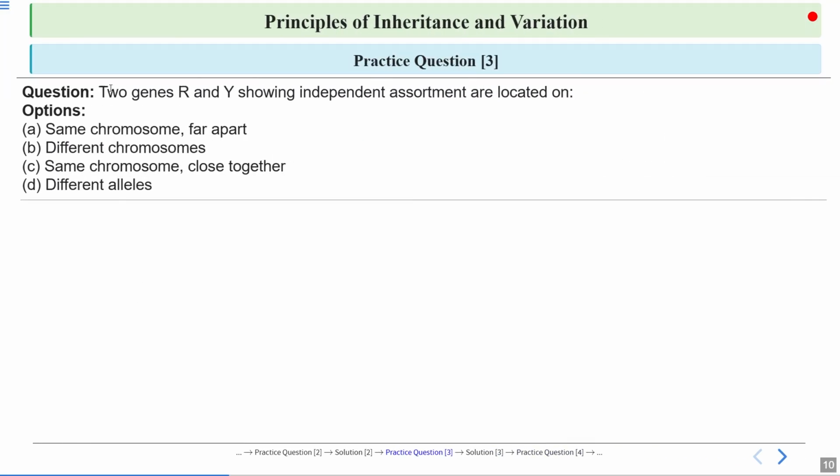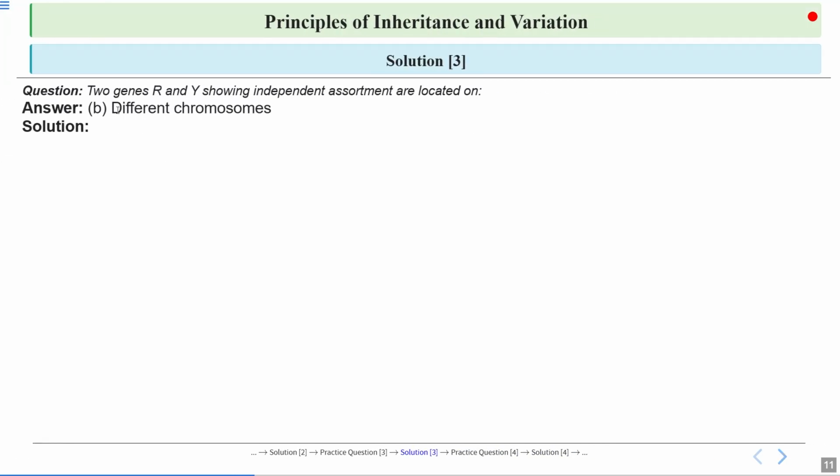Okay. Now next question. The two genes R and Y show independent assortment. So if these genes are showing independent assortment, they are located on, what are the options? Option A, same chromosome but far apart. Option B, different chromosomes. Option C, same chromosome close together. Option D, different alleles. What will be the correct answer? Yeah, the answer will be different chromosomes.